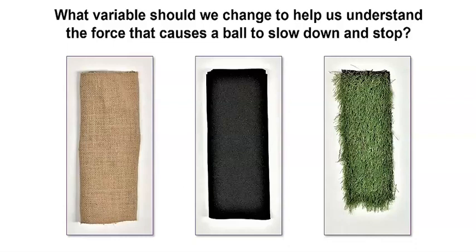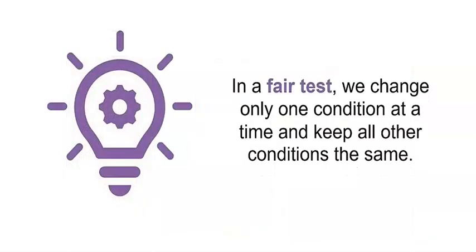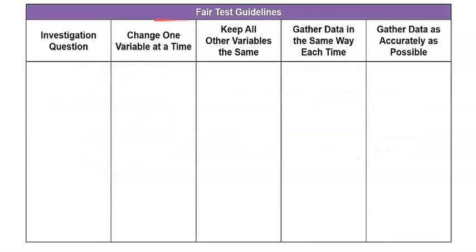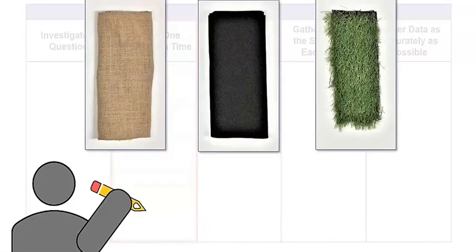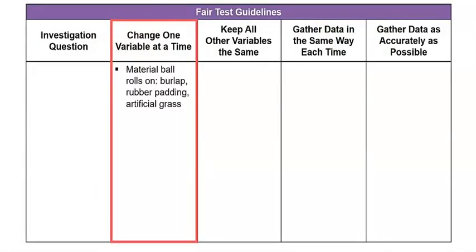Let's create a fair test guidelines chart where we can record information about the investigation. In a fair test, we change only one condition at a time and keep all other conditions the same. Remember, any condition that can change is also called a variable. So we will change one variable at a time in this investigation and keep all other variables the same. The one variable we will change is the material the ball rolls on: burlap, rubber padding, and artificial grass. Great, let's add that information to our chart.